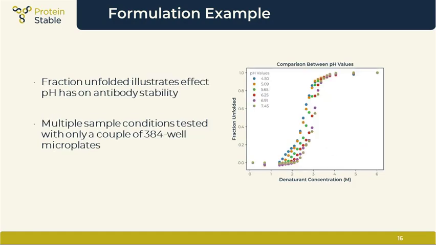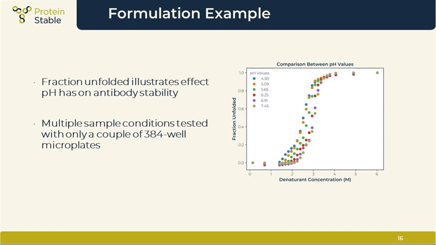So now that we have our fluorescence spectra, we can take the ratio of intensities and calculate our fraction unfolded as we can show here. And you can already tell that altering the pH has had an effect on the stability of the antibody. Looking at the transition region, you can see that changing the pH has shifted the transition region differently.